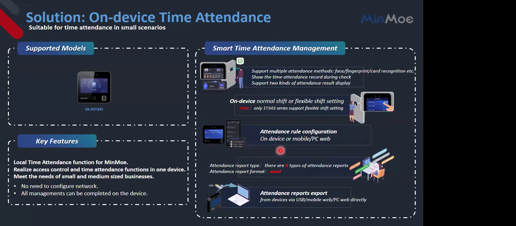Then also the capability of using the rules and changing the configuration by your mobile phone or laptop or PC. Then also 5 different ways that HR can pull reports, so how many times you went in for lunch and out, and break times, etc. And then we can also pull that information via USB from the device or your mobile web interface, as well as PC interface.